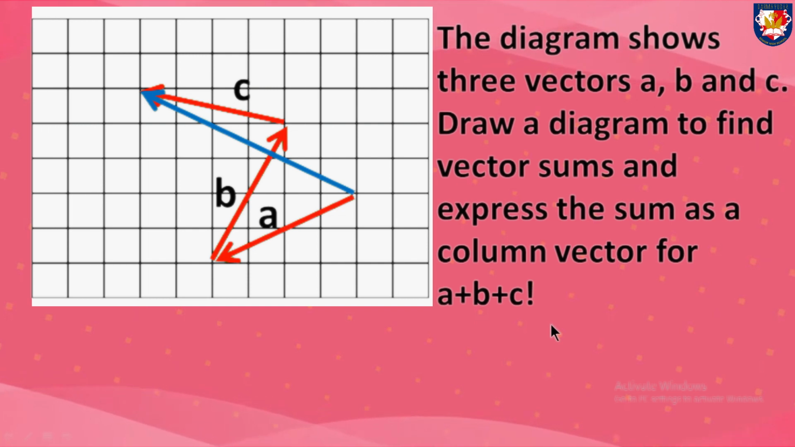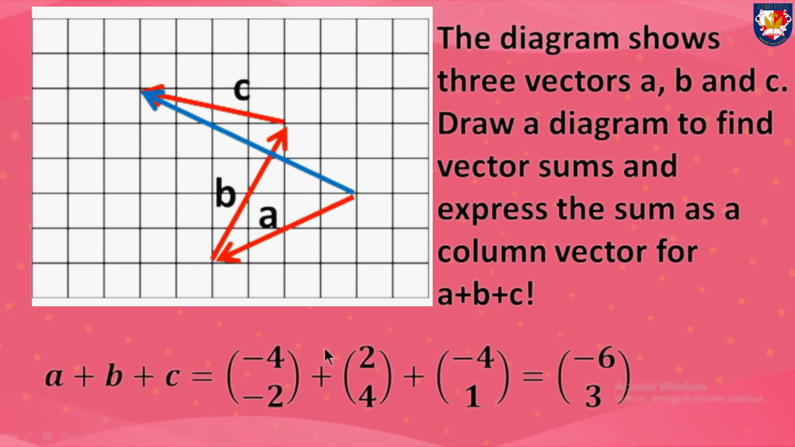Factor A is (-4, -2) because factor A is 4 units to the left and 2 units downward. And then factor B is (2, 4), because factor B is 2 units to the right and 4 units upward. And factor C is (-4, 1), because factor C is 4 units to the left and 1 unit upward. So for A plus B plus C, we add these numbers together and we find that A plus B plus C equals (-6, 3).